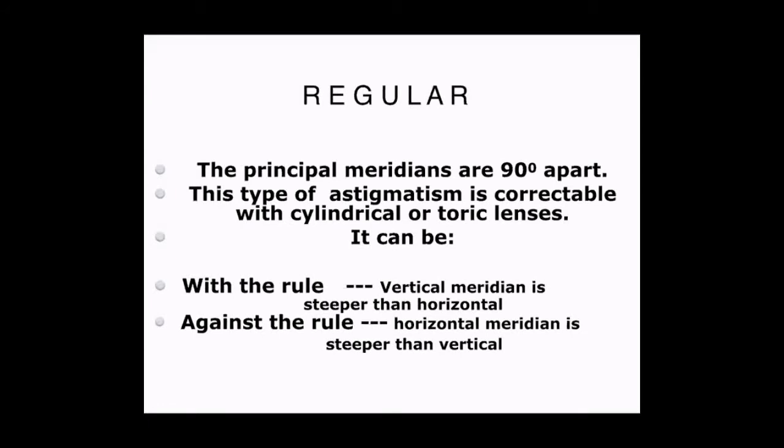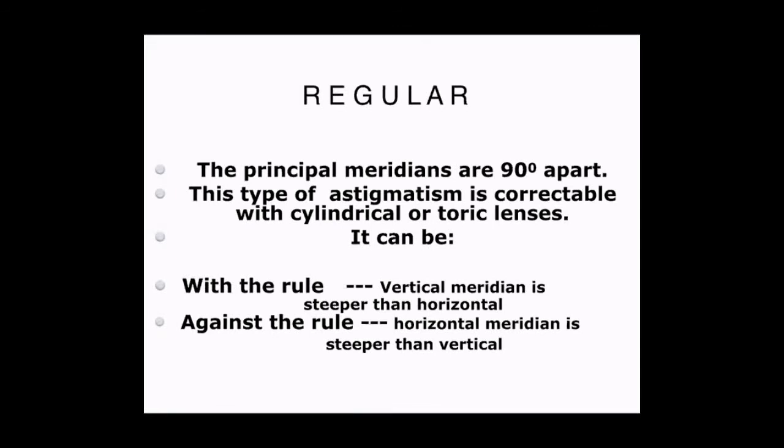Regular is the most common type. Principal meridians are 90 degrees apart from each other. This type of astigmatism is easily correctable with cylindrical lenses. So it can be with the rule or against the rule. With the rule is when your vertical meridian is steeper, and against the rule is when your horizontal meridian is steeper.